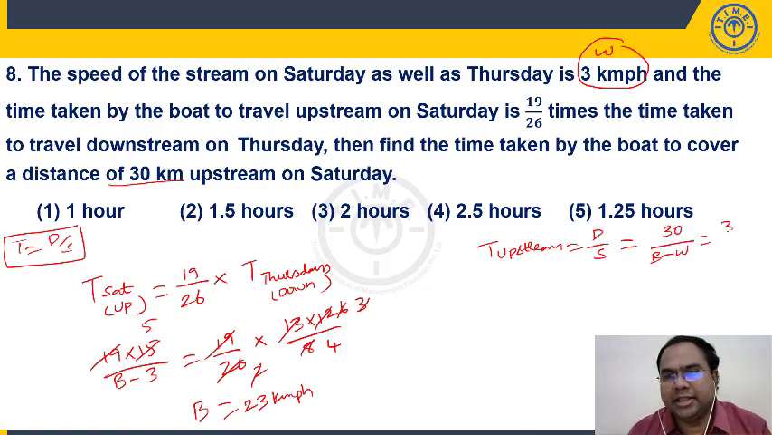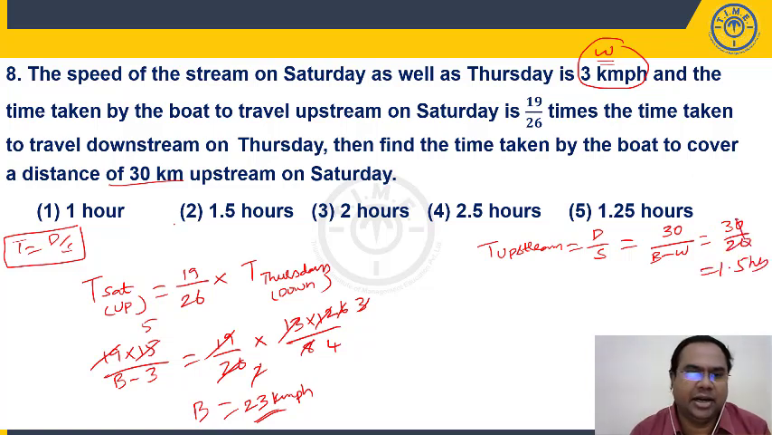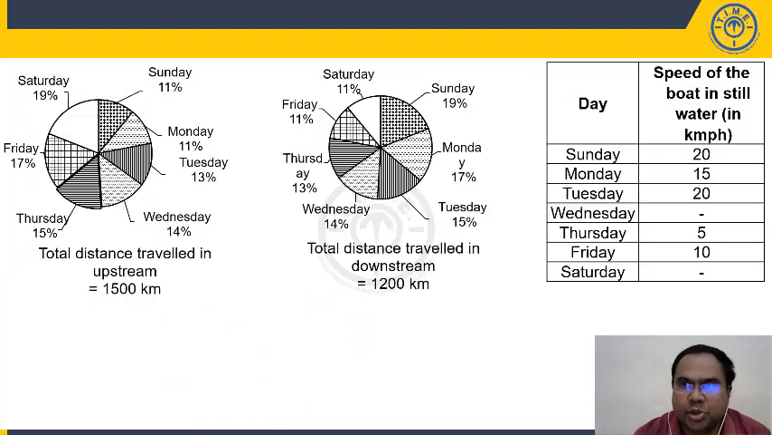So Saturday, 30 by B value we know is 23, and the Saturday W value is 3. 23 minus 3 is 20. So 3 by 2, which is 1.5 hours. 1.5 hours is present in choice 2. Alright. So this is the last question, students.